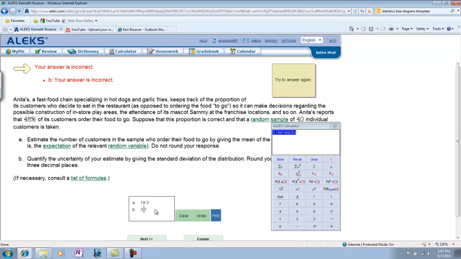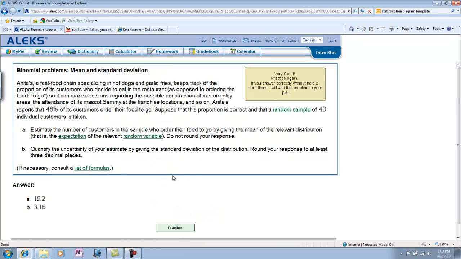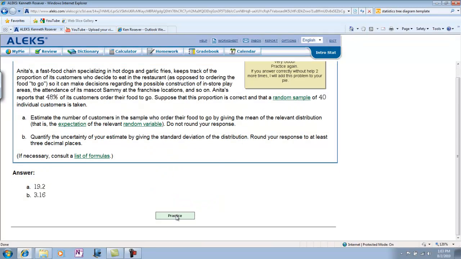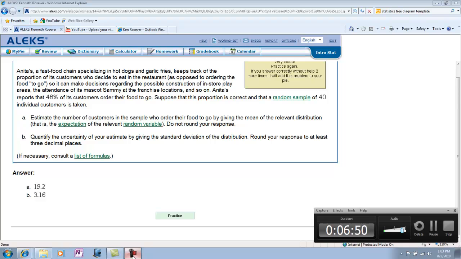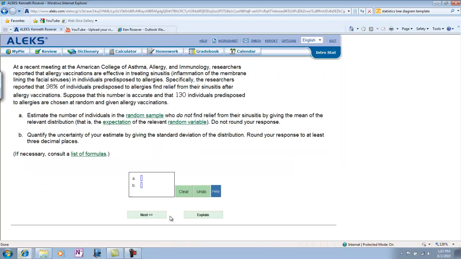3.16. There we go. Whoops. All right. And since I messed that up, what time is it? Yeah, we have time for one more. So we'll hit practice one more time.